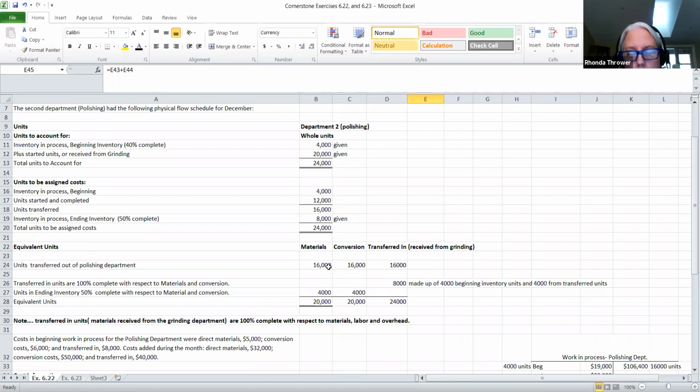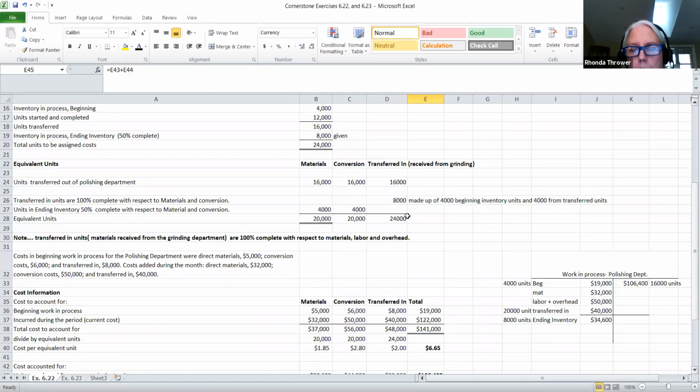The total of the units transferred out plus the units in ending inventory will give you the total equivalent units for materials. These two added together are the equivalent units for conversion, and these two added together are the equivalent units for the transferred in units. So the main difference between this and what you've done in the past is that you have an extra column for the transferred in units, because we received some units from the grinding department. And this part is different because the materials are added uniformly throughout the period.